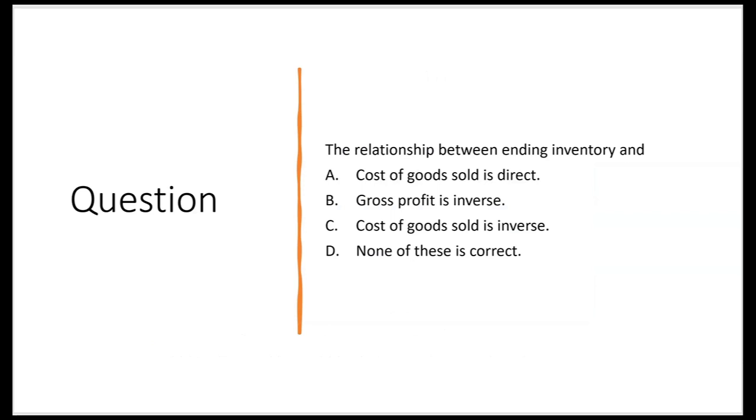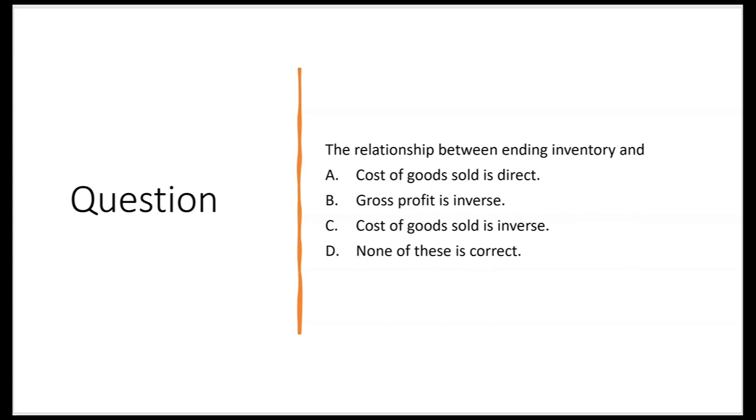All right, let's try this one. The relationship between ending inventory and A, cost of goods sold is direct. Is the relationship direct between ending inventory and cost of goods sold? No, it's inverse. As ending inventory goes up, cost of goods sold goes down. That's not direct, that's inverse. A's out.